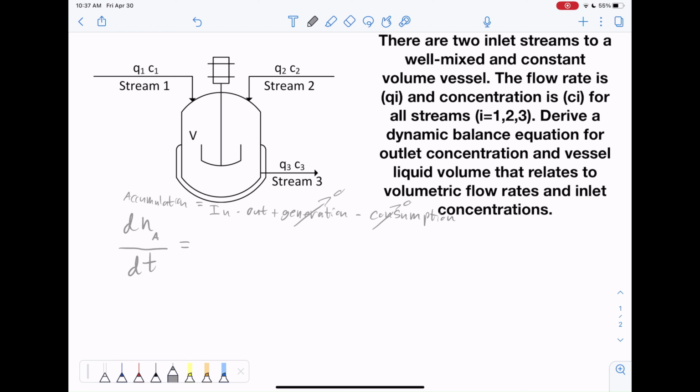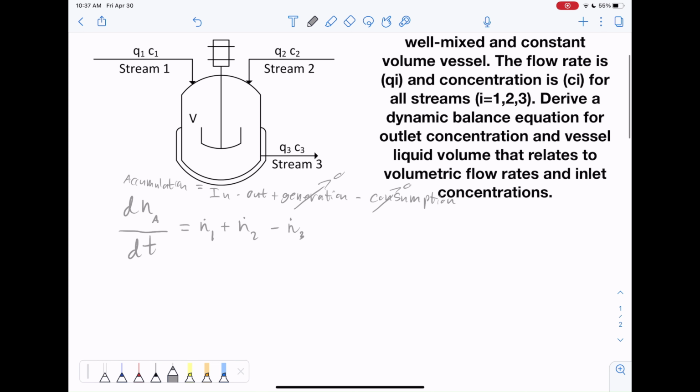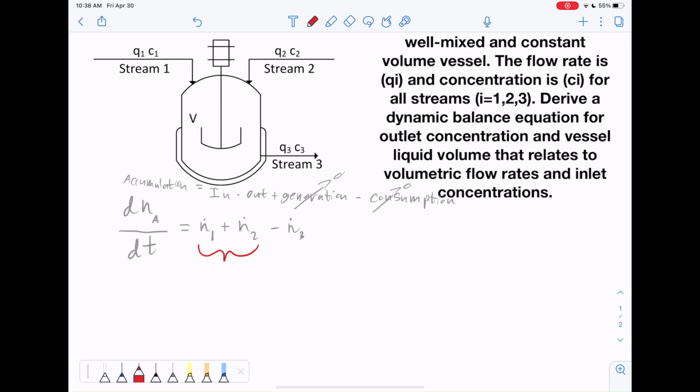So we have two streams coming in, and they're labeled 1 and 2. So let's just write this very briefly as N dot 1 plus N dot 2 minus N dot 3. So the dot here just makes it so that it's a differential term. It's a flow rate. So dN, the change in moles of A within the reactor per time, is equal to the flows in, I'll go ahead and write that, minus the flow out.